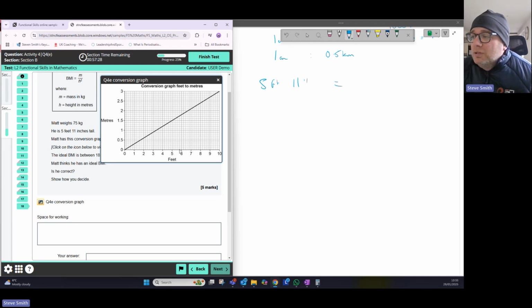So each one of those represents 2 and a bit inches, and 5'11" is close, only 1 inch off 6 foot. So I'm almost going to 6 foot and then going back along this line. Oh my gosh, I've lost my way. Up there to 6 foot, and I'm going back along this line here. I'm getting to 1 meter 75, 1 meter 60, 1 meter 70, 1 meter 75.